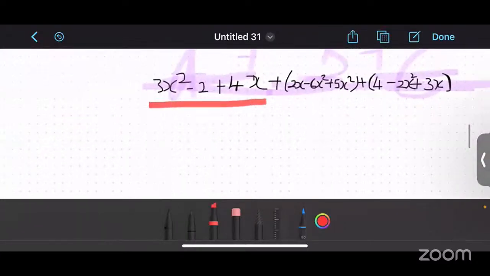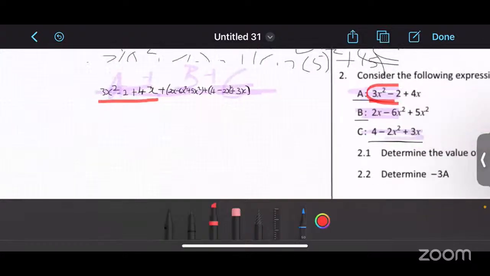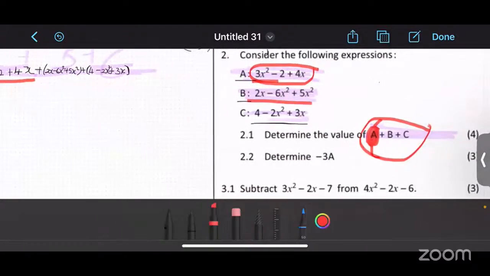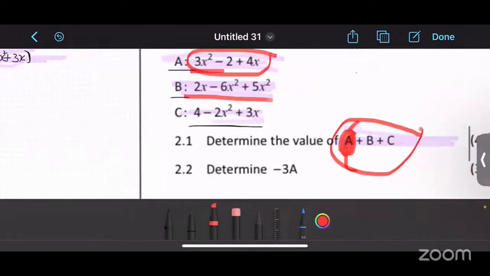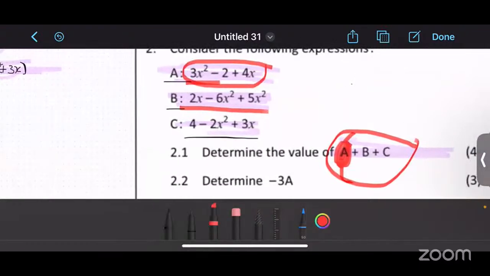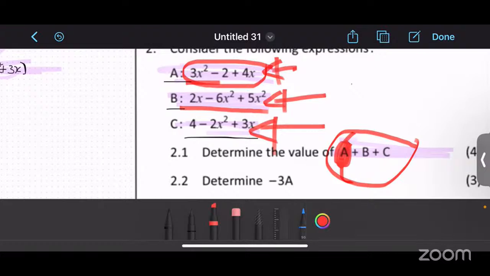3x squared minus 2 plus 4. And again, we have B, which is 2x minus 6x squared plus 5x squared, which is this one over here. That is our B. So we are replacing the letters with the expressions that represent the letter. This expression represents A, this one represents B, and this one over here represents C. Yeah? Do you get it? Yes, ma'am.